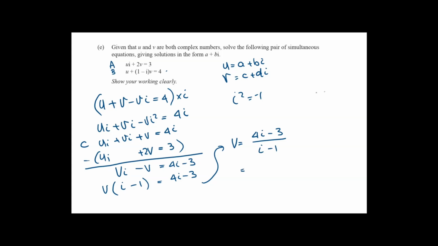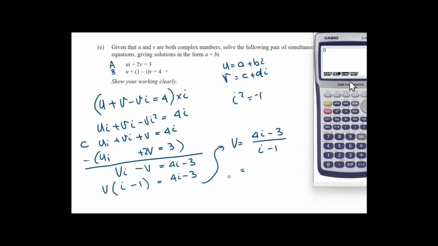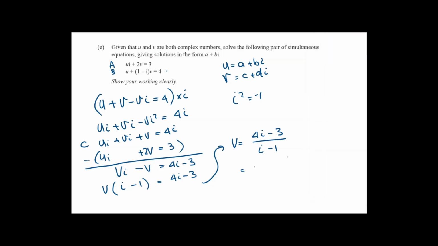And for this, I'm going to use the calculator rather than doing conjugates. So option, complex numbers, 4i minus 3 divided by i minus 1. So 3.5 minus half i. I'll be putting the i first, so I'm going to say minus half i plus 7 over 2, that's 3.5. So V is done.